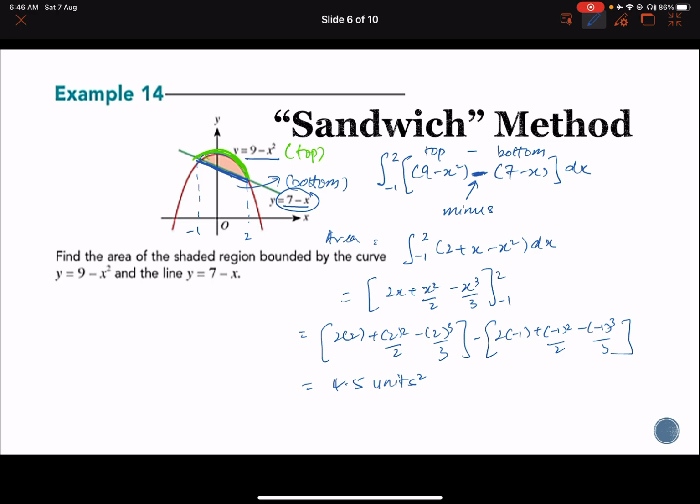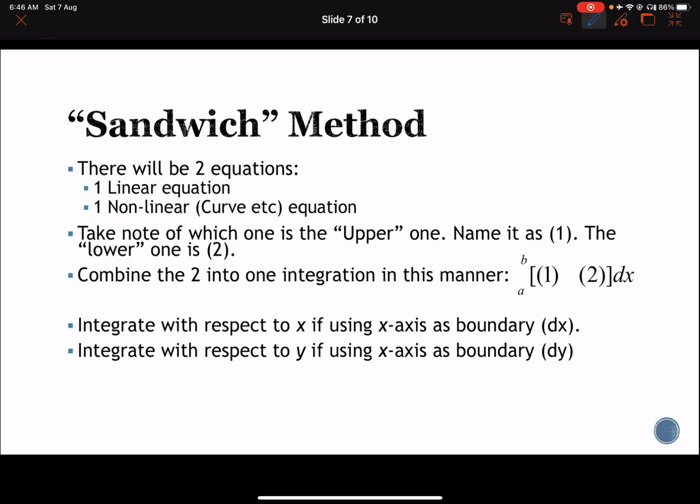So what is the problem with the sandwich method? You must have two equations, both the line and the curve. If you don't have them, you have to find them out, which we're going to do later on. So in a nutshell, this is the summary for the sandwich method.